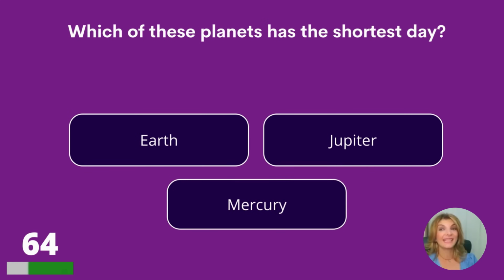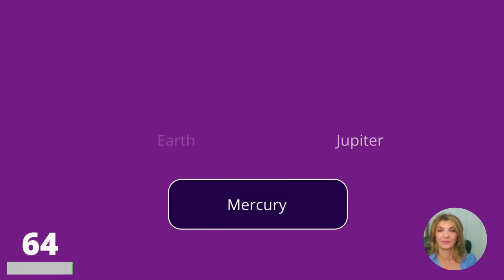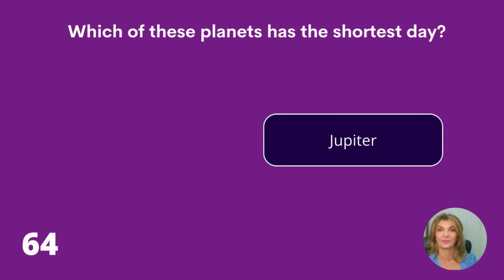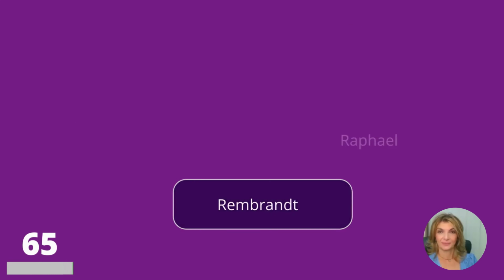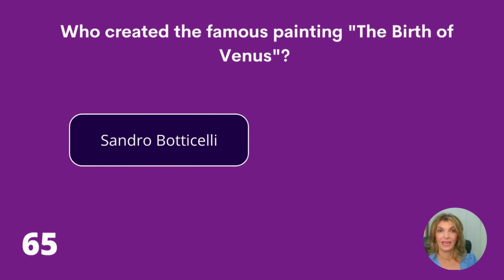Which of these planets has the shortest day? Earth, Jupiter, or Mercury? Jupiter. Who created the famous painting The Birth of Venus? Botticelli, Raphael, or Rembrandt? Sandro Botticelli.